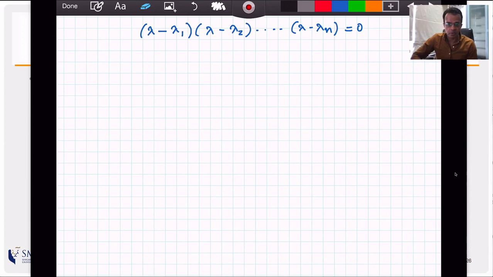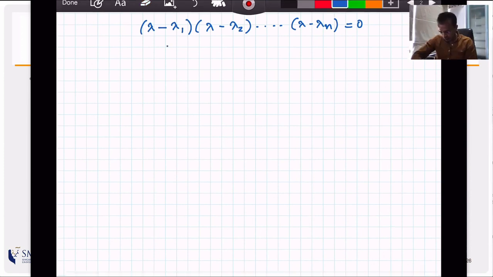What are the roots of this particular polynomial? It will be lambda_1, lambda_2, etc. Because for any one of them, at least one of the factors will be 0, and the whole polynomial will be 0. So those are the roots. Now what's the coefficient of lambda to the power n here? If I expand this out, that's actually very easy.